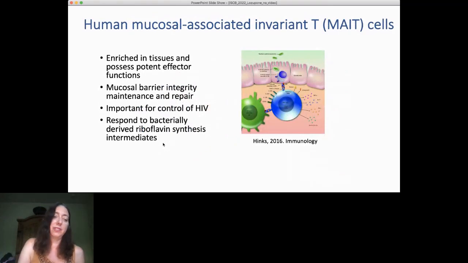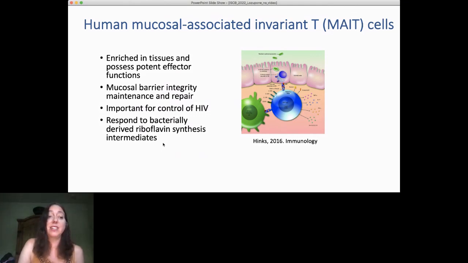MAIT cells stands for human mucosal associated invariant T cells. They're enriched in tissues, and they have been shown to play a key role in mucosal barrier integrity, maintenance, and repair, which we're very interested in. They also are important for the control of HIV. So it's super interesting that these are depleted both in HIV positive and high risk individuals.